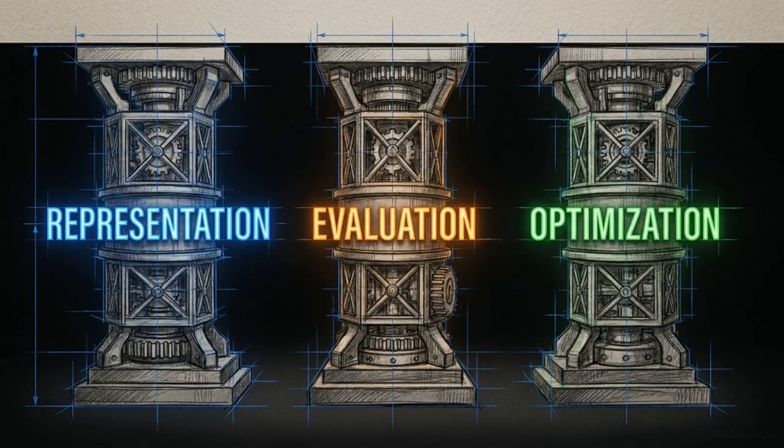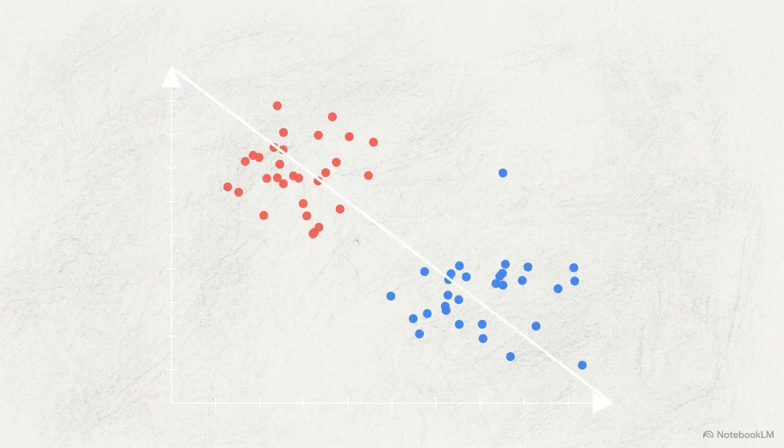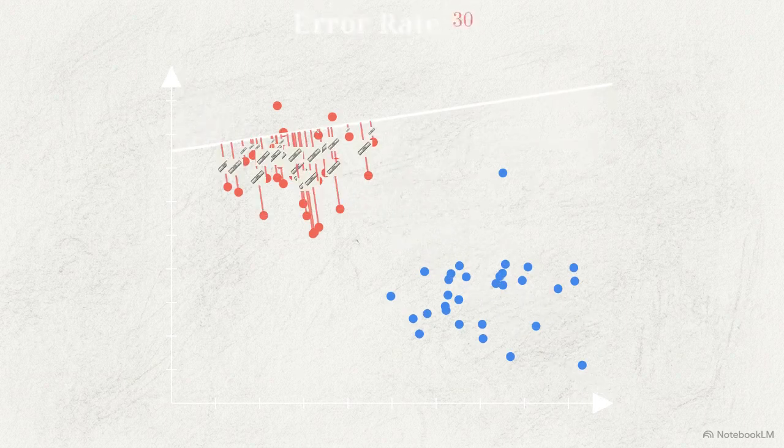To understand how the computer actually finds those patterns, we have to look at the 3 pillars of the learning algorithm: representation, evaluation, and optimization. Representation defines the hypothesis space. This is the set of all possible models the algorithm can choose from. If we are using a linear model, the hypothesis space is every possible straight line that could divide the data points on a graph.